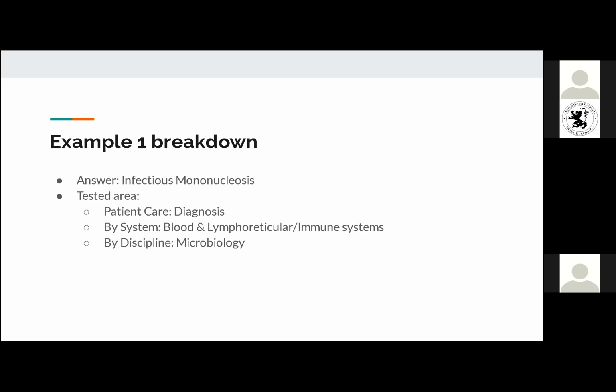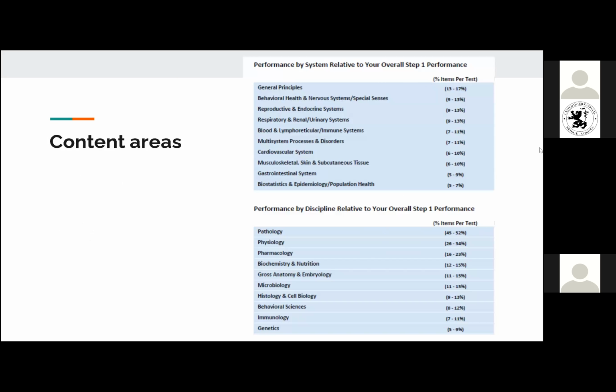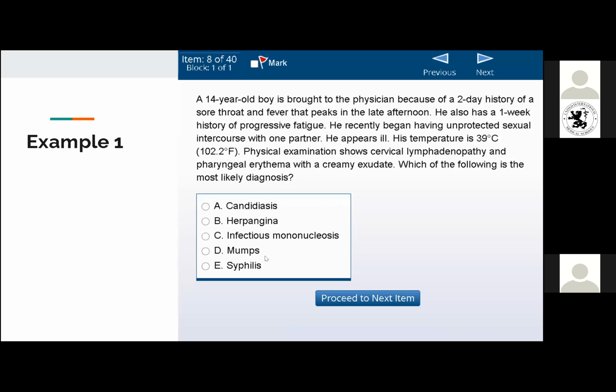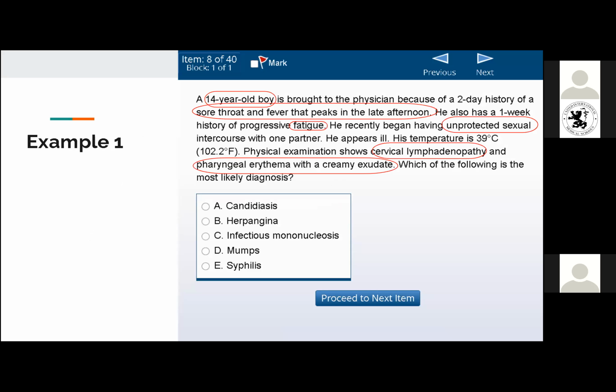So this is a question that examines your ability to manage the patient, so patient care management. In terms of system, this is cardiovascular system. And in terms of discipline, this is pharmacology. So these are two examples. And while you're preparing for your USMLE, you're going to see many, many questions, thousands of questions. So the skill, like the ability to extract important information really quickly, hopefully you'll be able to develop. The more questions you do, the better you get at extracting important information from a clinical vignette.